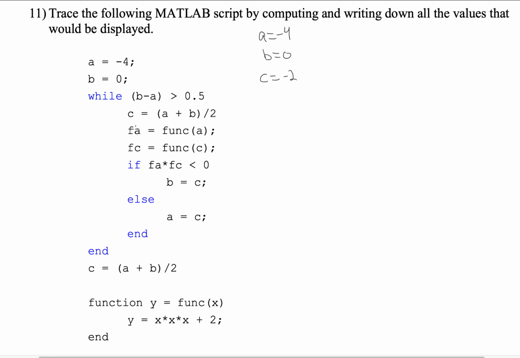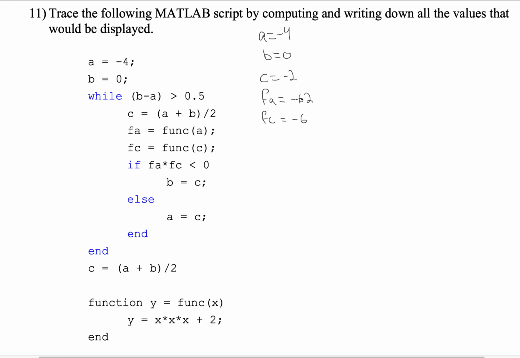Then we'll do fa, the function of a. It looks like we have a function over here called func. So fa would equal a; we have to use a in the function. When we use a as the function, we have a cubed plus 2. So that's -4 cubed plus 2, which is -62. And we'll do fc. We have func of c, so we put in the value of c, -2, cubed, plus 2. So that's -6.